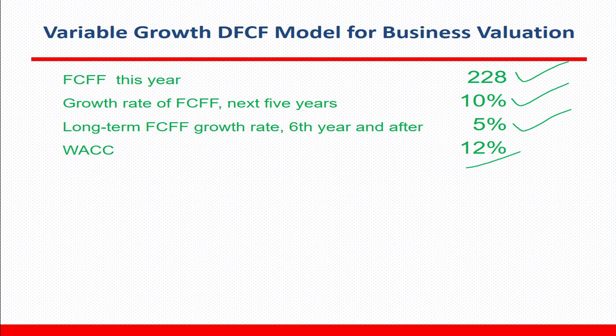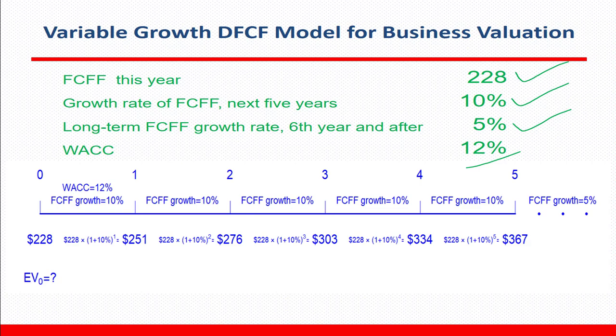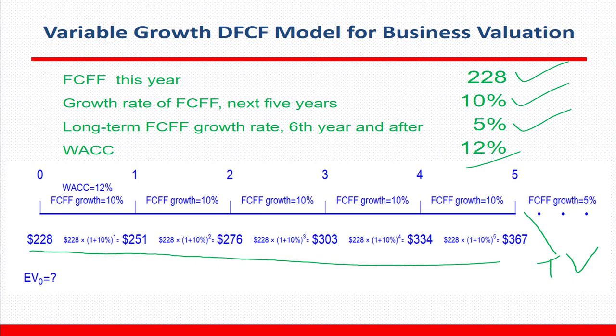To illustrate the example here, I have a timeline. What you do is you compute the cash flow for the high growth period, and after that you compute the terminal value using the constant growth rate. And once you compute all the cash flows during the high growth period and the terminal value, you can discount them all to the present and add them all, and you can find the value of the business.